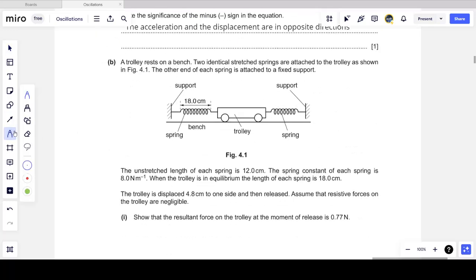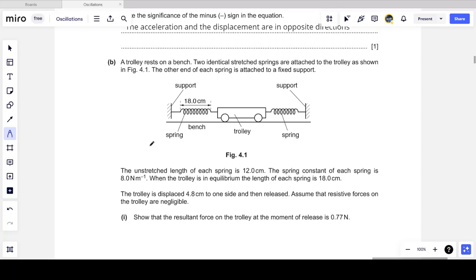The next question says, a trolley rests on the bench, and two identical stretched springs are attached to the trolley as shown in the figure. The other end of each spring is attached to a fixed support. The unstretched length of each spring is 12 centimeters, and the spring constant of each spring is 8 newtons per meter. When the trolley is in equilibrium, the length of each spring is 18 centimeters.